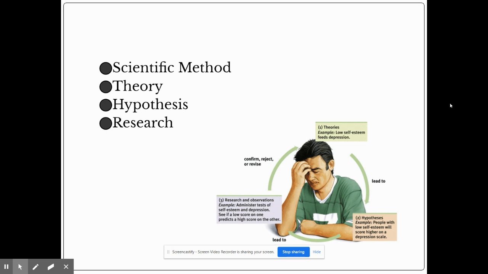This is the actual research itself. Carry out tests of self-esteem and depression, and then we're going to either confirm our theory, which means that we got it right, reject it, which means we got it wrong, or in most cases, we're going to revise it, which means that we're going to have to change it somewhat and redo the experiment with our new theory.